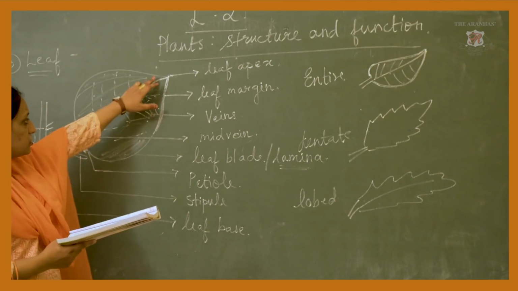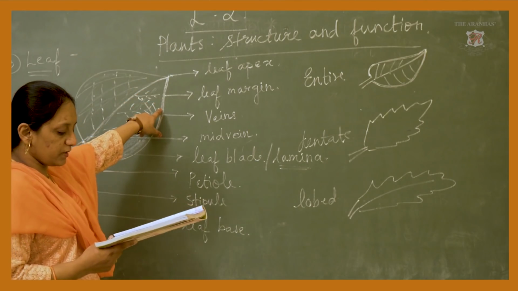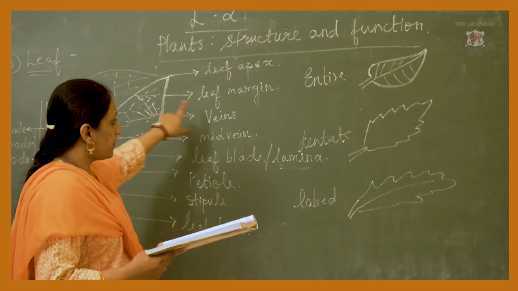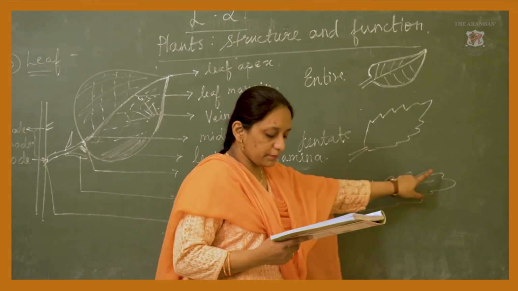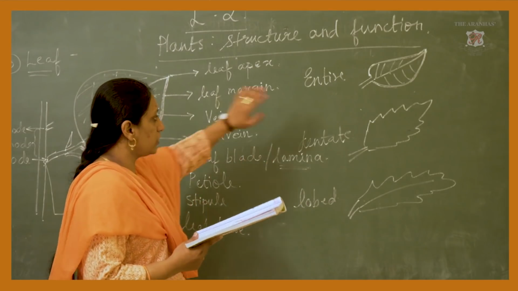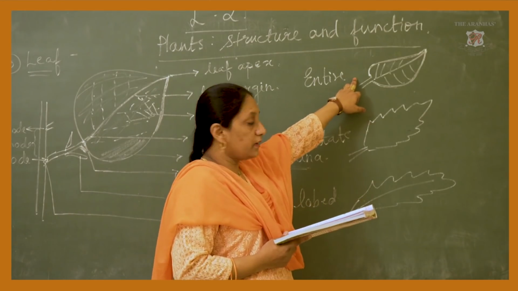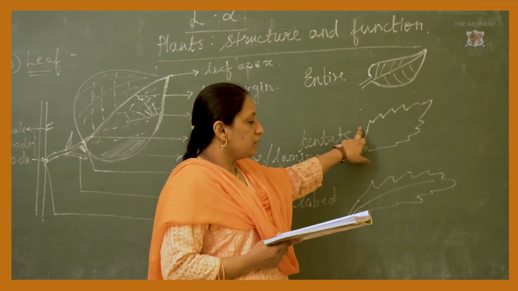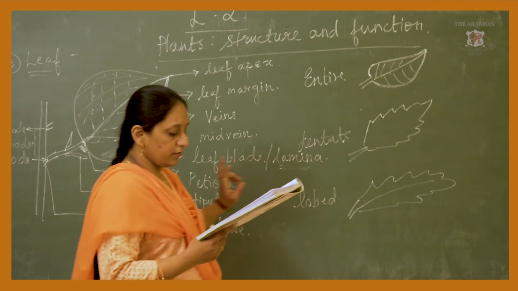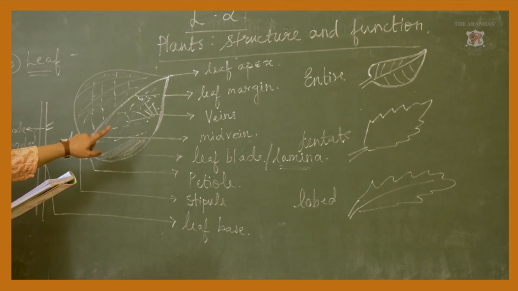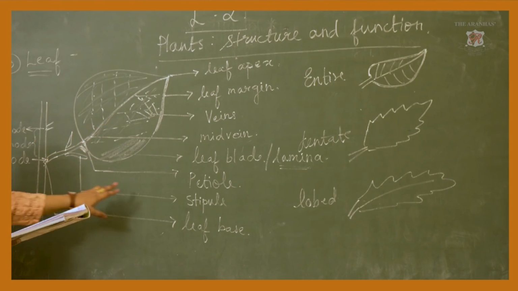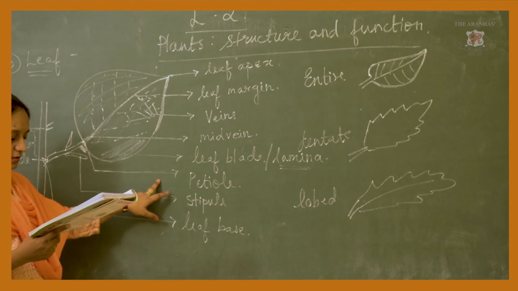Then there is a leaf margin. Edge of the leaf is called as the leaf margin. Leaf margins can be entire, leaf margin can be dentate, or leaf margin can be lobed. I have given you example here. This can be peepal leaf, this can be hibiscus leaf, this can be coriander leaf. Then leaf apex is the tip of the leaf. Then there is petiole, is the stalk of the leaf. Petiole is the stalk of the leaf.